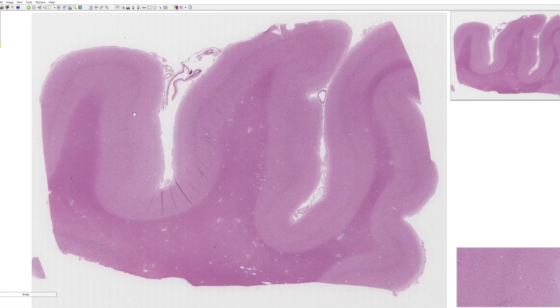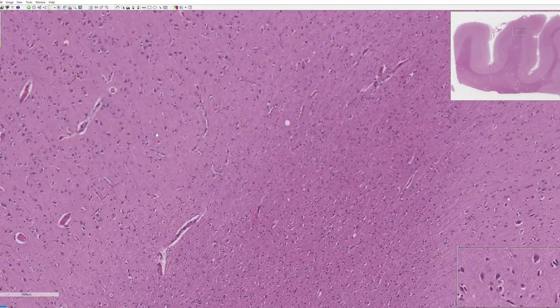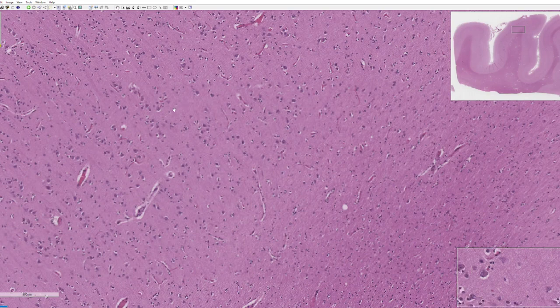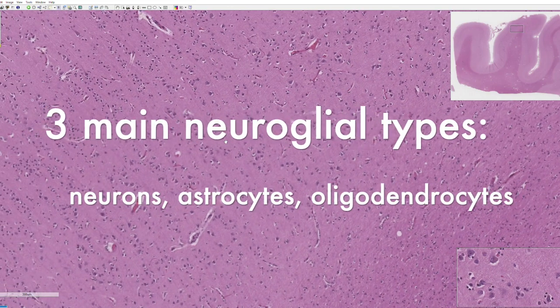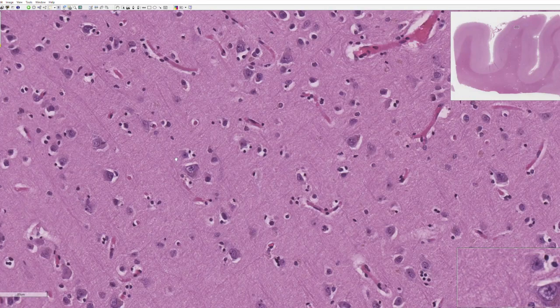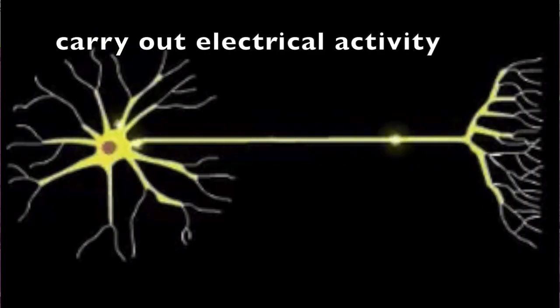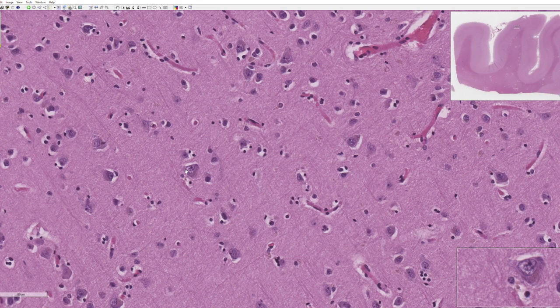Let's begin by looking at some of the more high power structures. So you can see some interesting things that we will talk about. Let's zoom in and first try to identify the key cells in the brain. So there are 3 main neuroglial types that are important to be able to recognize. You have these triangular shaped cells as shown here. These are your neurons, and basically these are the cells of the brain that carry out the electrical activity important for both involuntary and voluntary movements.